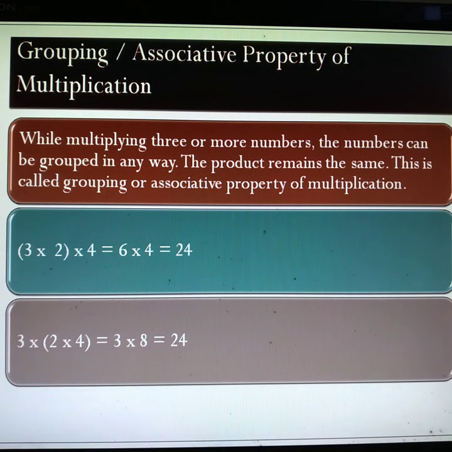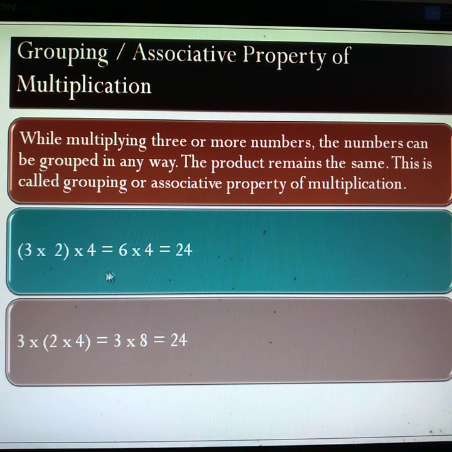Now, the next one is grouping property or associative property of multiplication. See here, while multiplying three or more numbers, the numbers can be grouped in any way. The product remains the same. The numbers can be grouped in any way, the product remains the same. This is called grouping or associative property of multiplication.